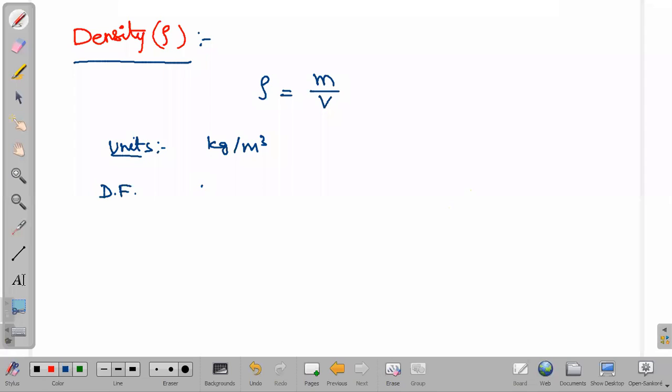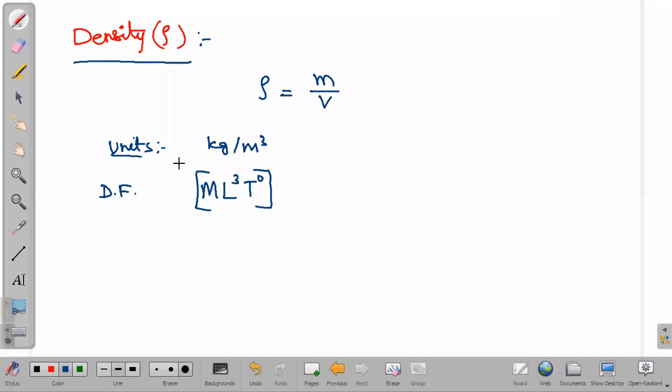So the mass dimensional formula is M, and volume is meter cube, so its dimensional formula we will write as L cube, and T is not there, so I'm writing T power 0. So this is the dimensional formula of density.